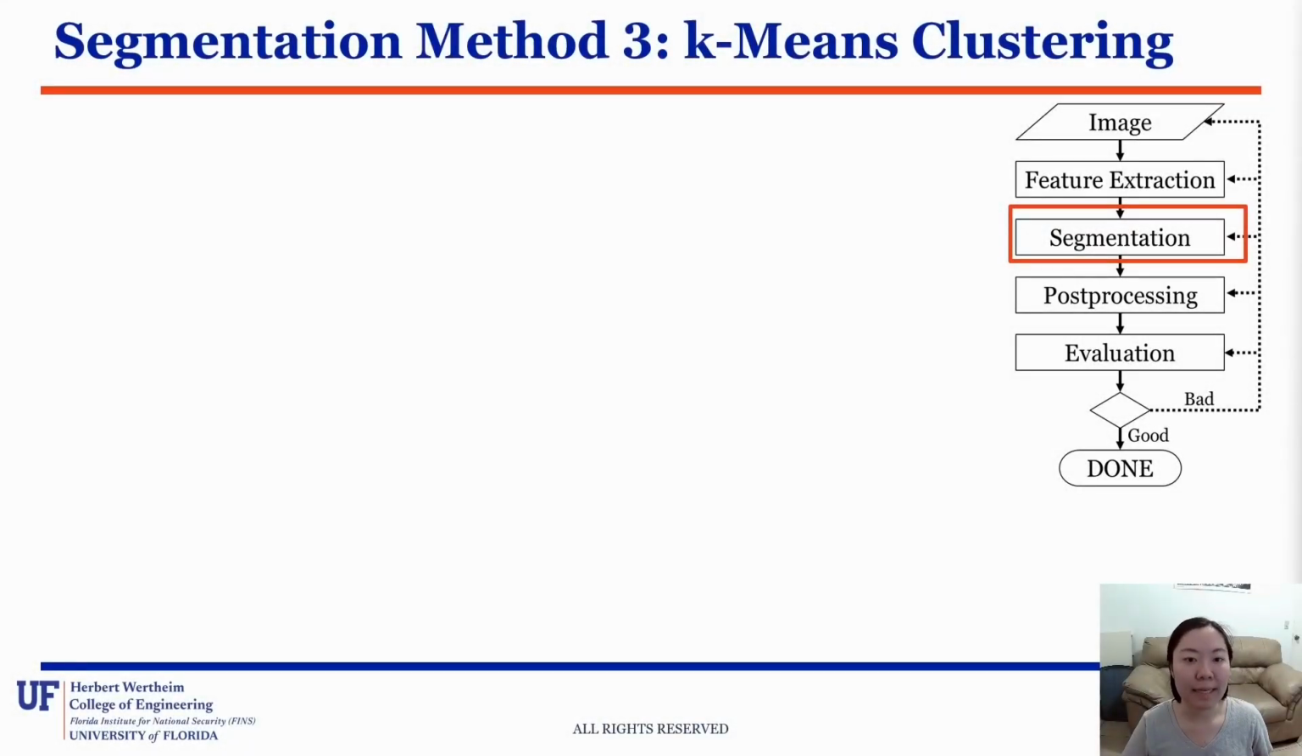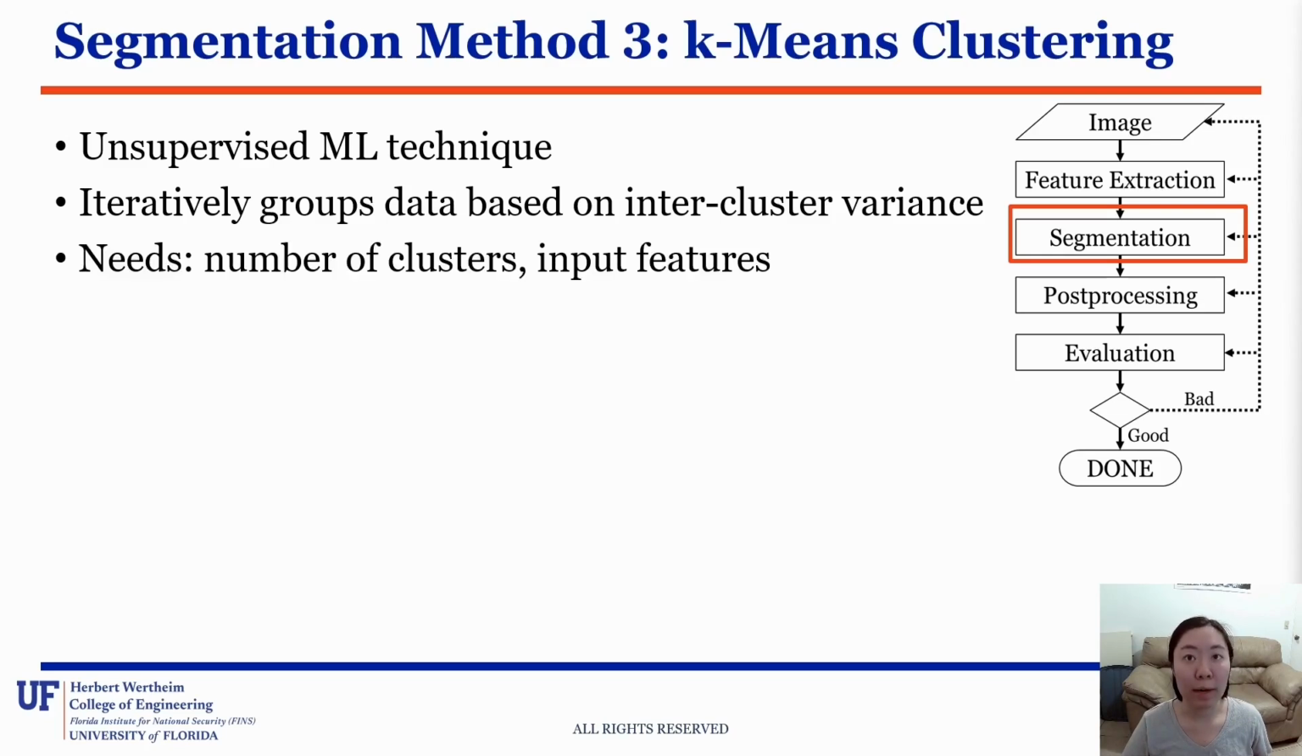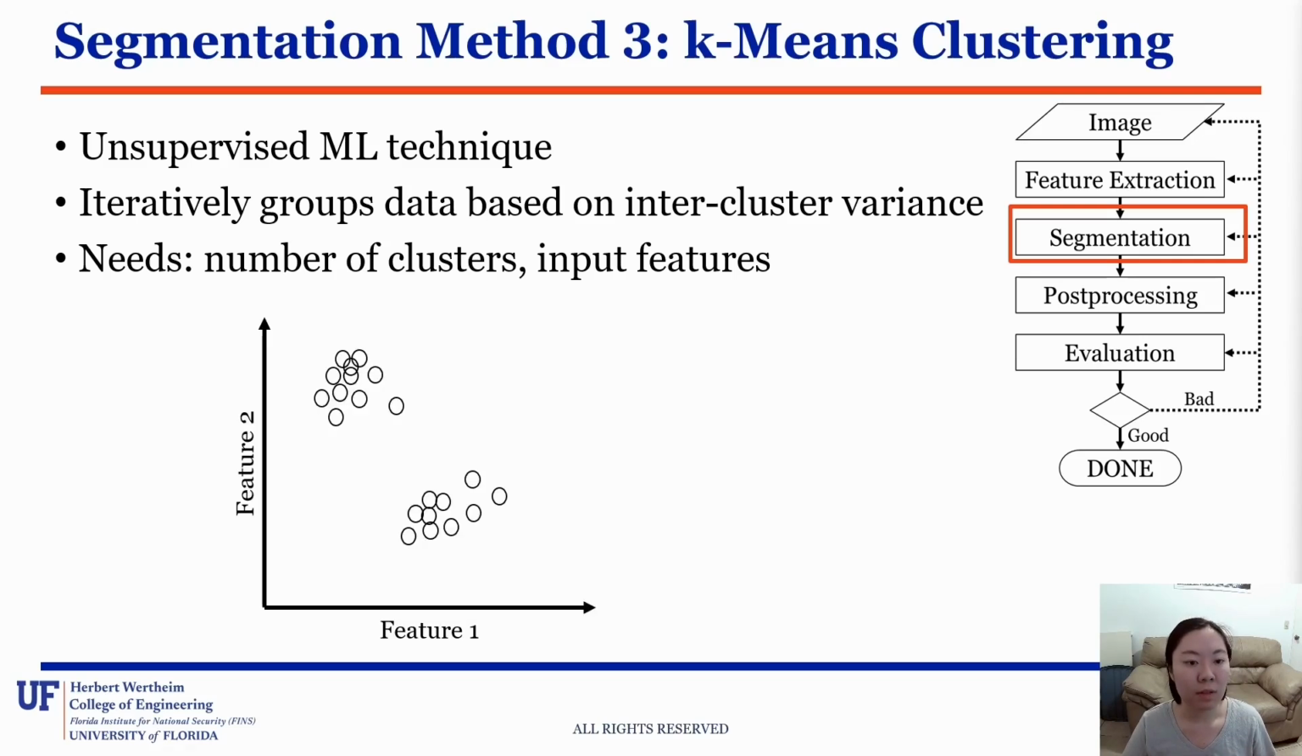K-means clustering is an unsupervised machine learning technique that can be used for image segmentation. It operates by iteratively grouping data based on inter-cluster variance of the extracted features. It requires 2 inputs: the number of clusters, so in our case, 2, because we only have background and foreground, and input features. To illustrate its operation, we have prepared the following example.